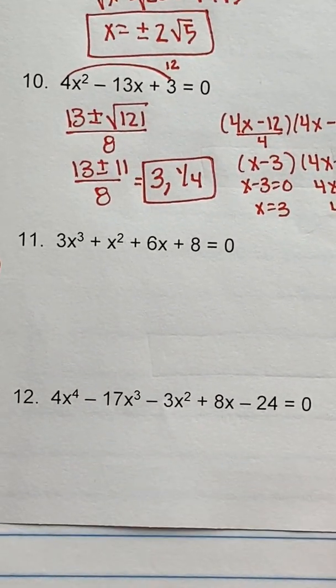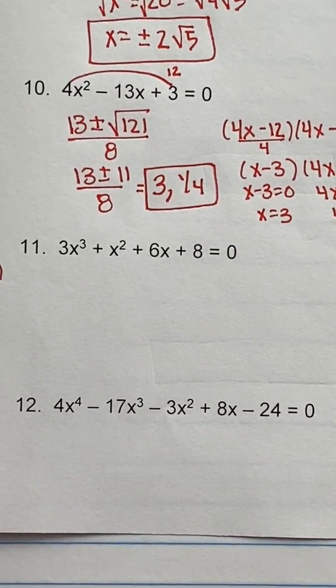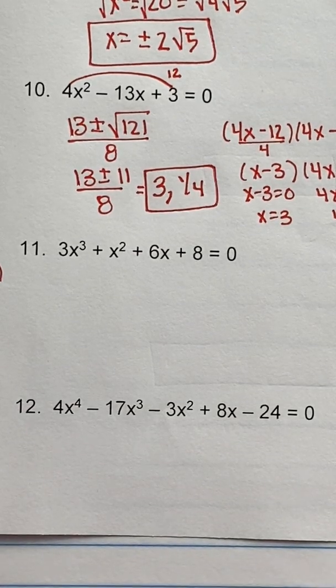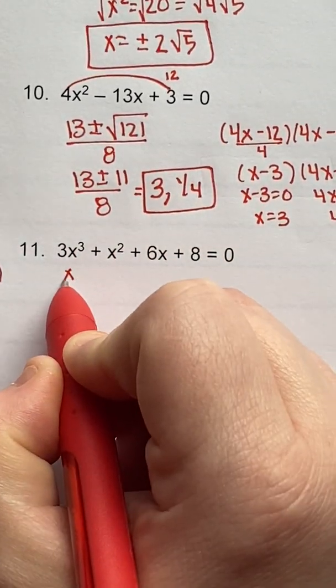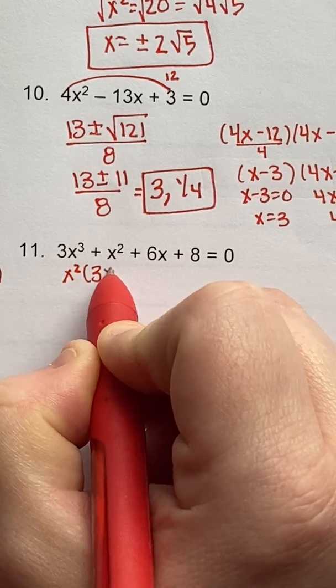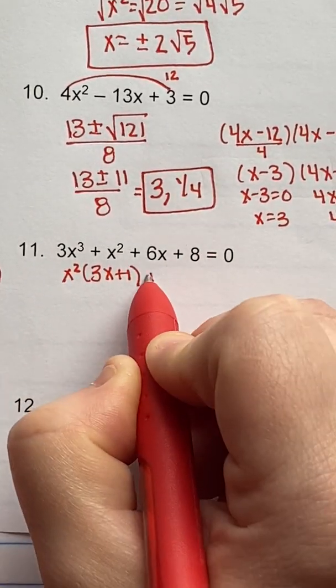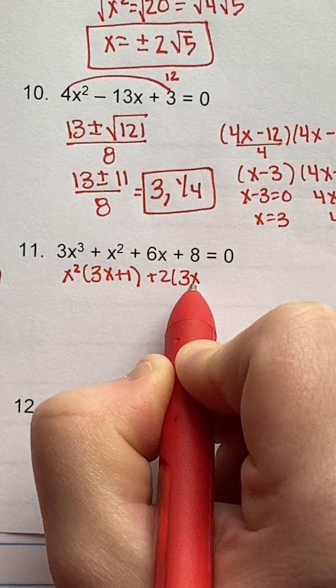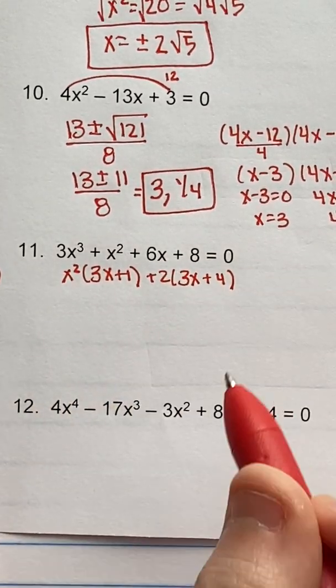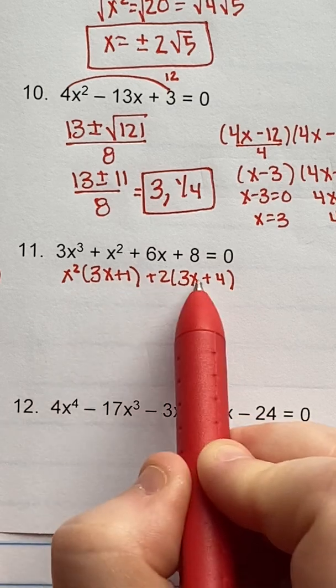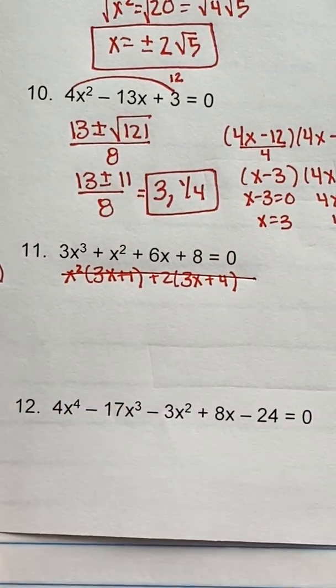First thing I look for, with terms leading off with x cubed, is does grouping work? Out of the first 2 terms, I'm going to take an x squared out. If I take an x squared, I'm left with 3x plus 1. These 2 terms, I can take a 2 out. If I take a 2 out, I've got 3x plus 4. So right here, grouping does not work since both of these do not match. So grouping is out of the question.